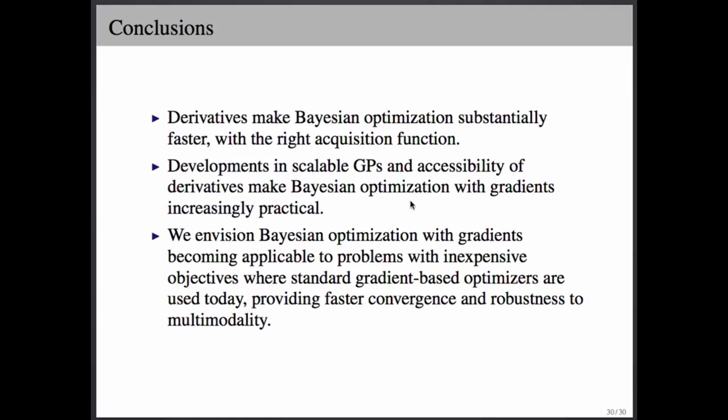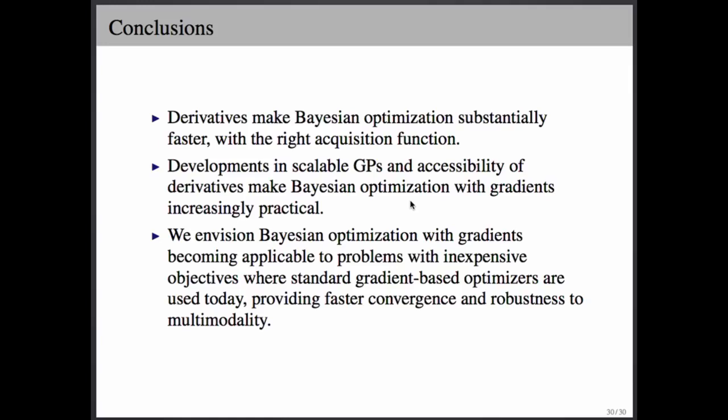In summary, derivatives can make Bayesian optimization much faster so long as we use the right acquisition function. There have been three key obstacles to using derivatives with Bayesian optimization. One, the ability to measure derivatives. Two, expense in measuring derivatives. And three, expensive Gaussian process inference.